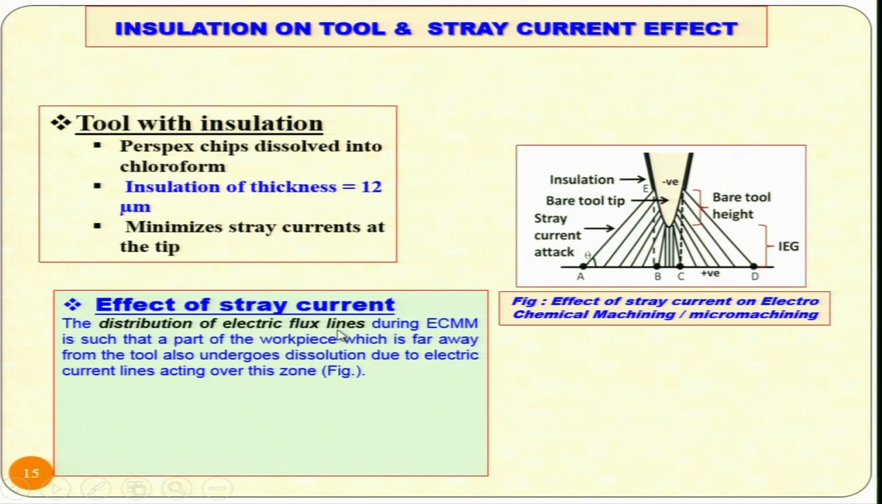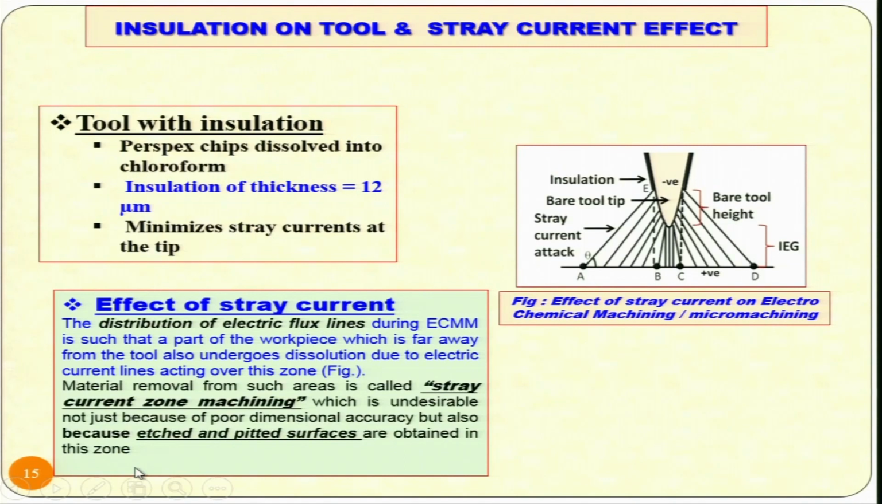The distribution of electric flux lines during the ECMM process is such that a part of the workpiece which is far away from the tool also undergoes dissolution. That is, this is the far away part of the workpiece, where we do not want the material to be removed. This also undergoes dissolution due to electric current lines acting over this side. These are the electric current lines, they are acting over here.